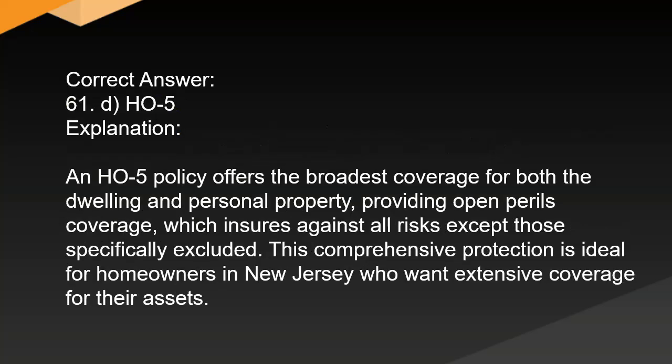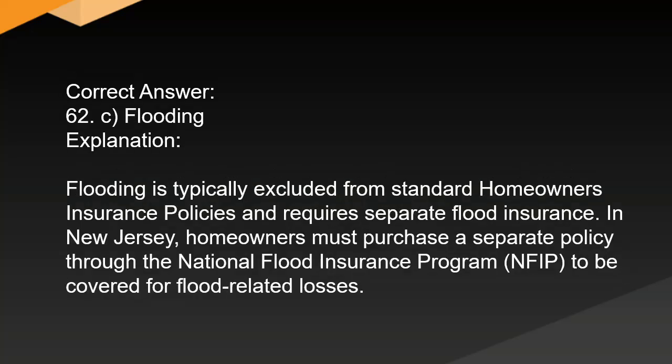Correct answer. D. HO-5. Explanation. An HO-5 policy offers the broadest coverage for both the dwelling and personal property, providing open perils coverage, which insures against all risks except those specifically excluded. This comprehensive protection is ideal for homeowners in New Jersey who want extensive coverage for their assets.